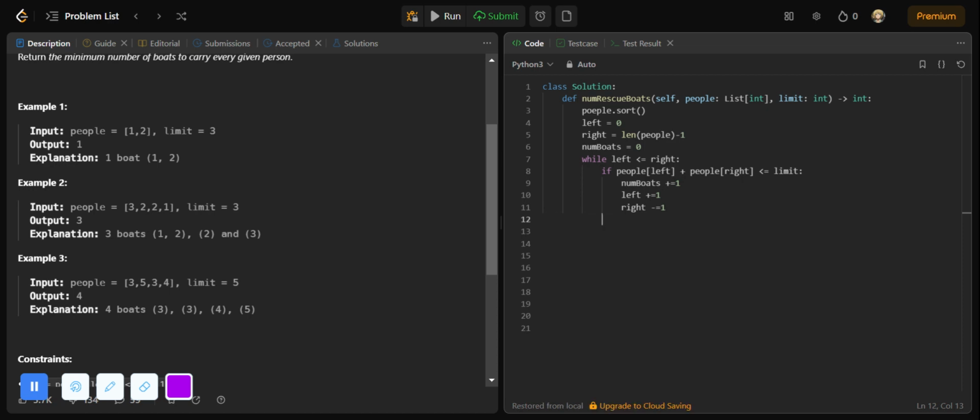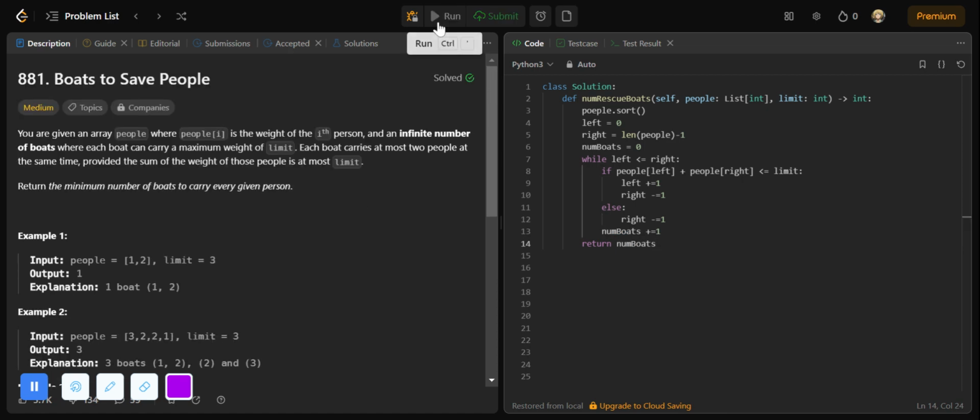But what if it is the opposite? What if the sum of the weights of the people is greater than the limit? At that point, we move the right to the left, but we're always counting the number of boats. So let's do this, and what we're going to return is the number of boats. So let's see whether it works or not.